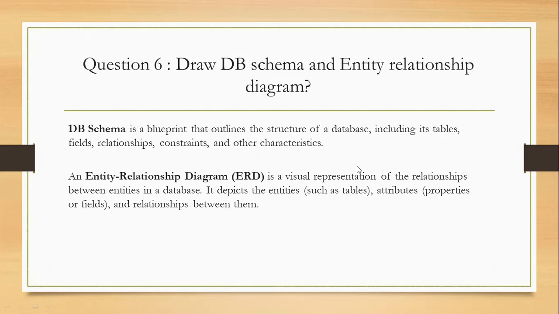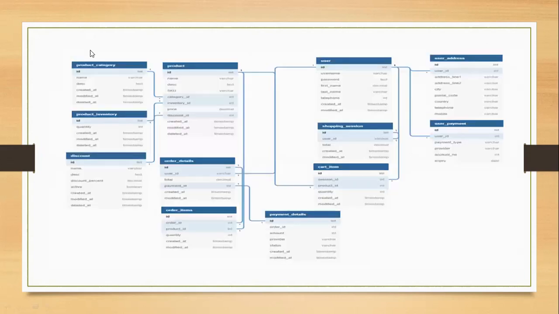Here, for the database schema and entity relationship, I will explain with a diagram. If you consider any database, it will store the data in the form of tables. In tables, we have columns. Columns are entities. Here, consider product category. You can see the screen, right? Product category, product, different tables are there, and different connections are given.